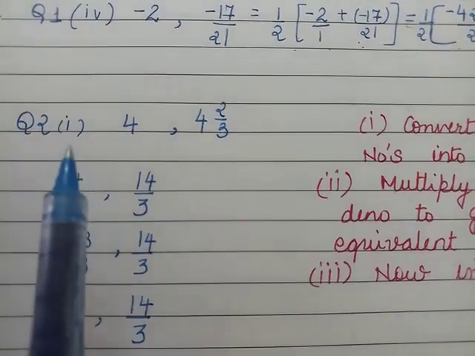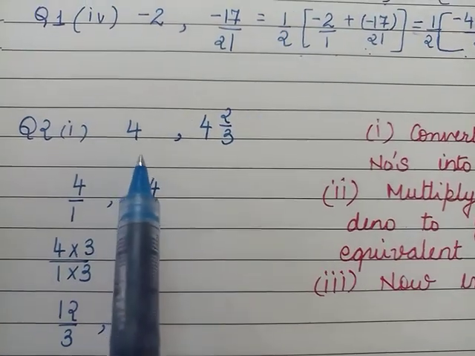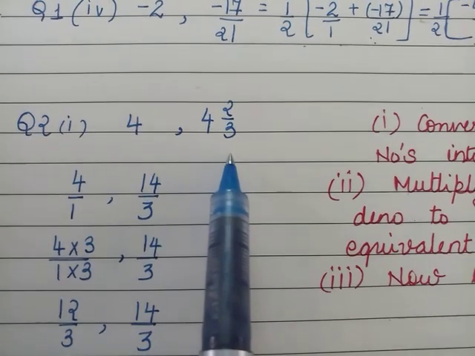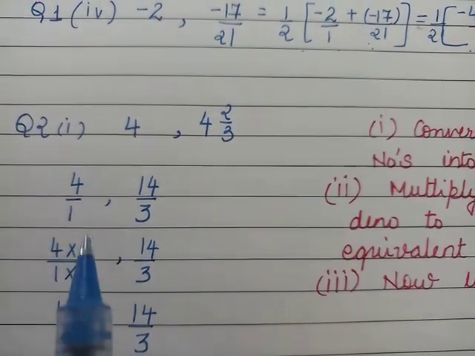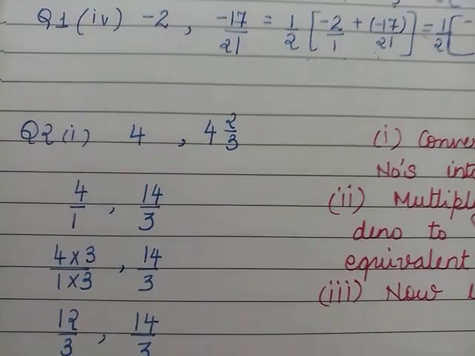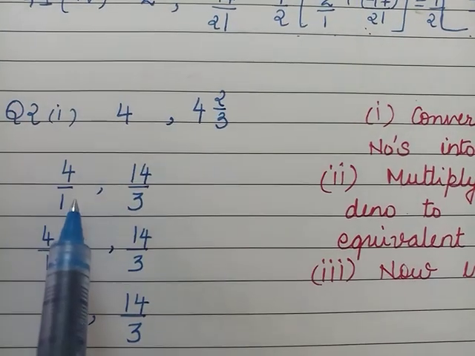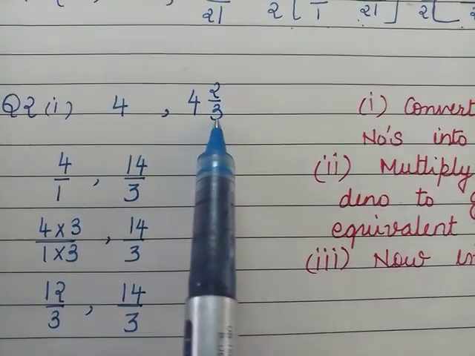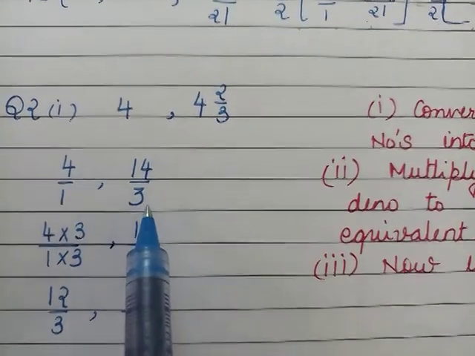I consider question number 2, first part. We have 4 and 4 whole 2 by 3, and we have to insert a rational number between them. We have to actually insert 3 rational numbers between them. So what we have, 4 has nothing in the denominator, so it is 4 by 1. We convert this mixed fraction into an improper fraction, so that becomes 14 by 3.